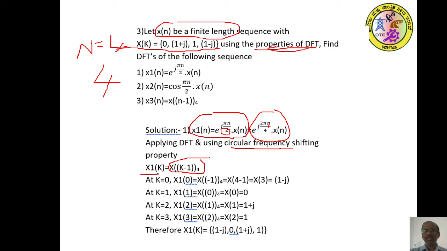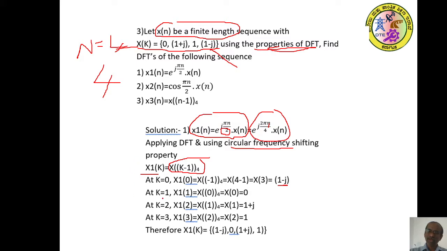In this problem k naught we have 1, so I have written like this. Now it's a time to substitute k is equal to 0, 1, 2, 3. Let us substitute k is equal to 0. At k is equal to 0, x1 of 0 is equal to x of minus 1. X of minus 1 can be written as 4 minus 1. That becomes x of 3. In the problem, x of 3 given is 1 minus j. We'll put it here.